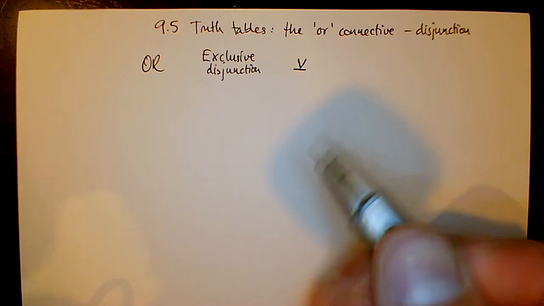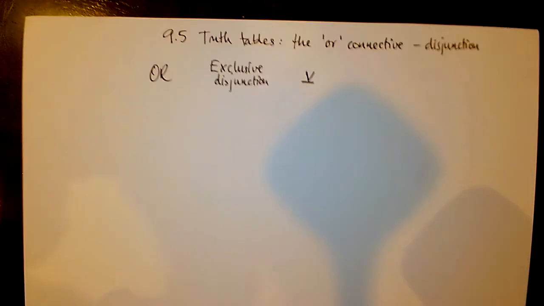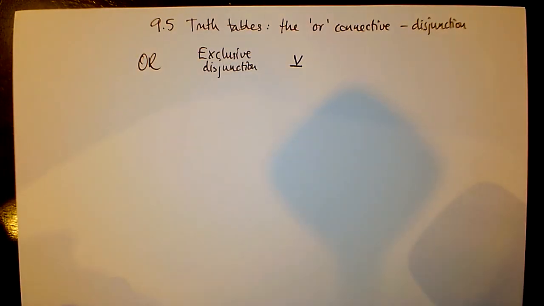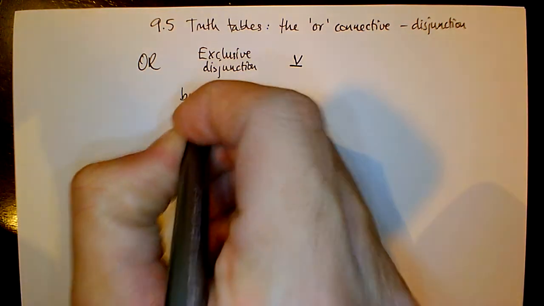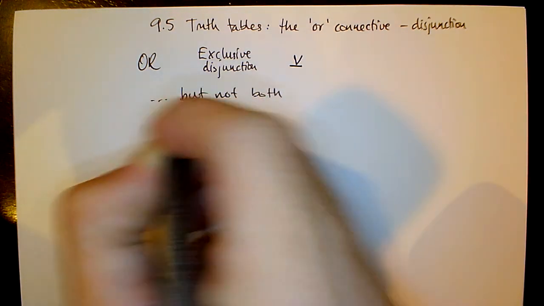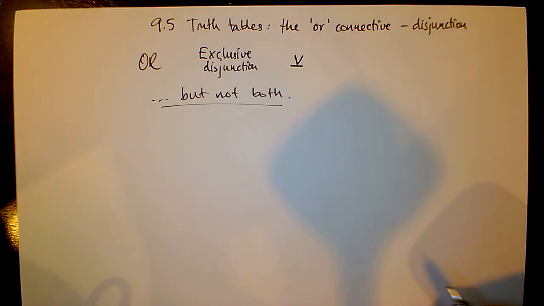So the exclusive disjunction is where we have a statement or two statements. For example, you're allowed to bring water into this room, or you're allowed to bring food into this room, but you're not allowed to bring both. So then that's an exclusive disjunction. So in IB we often say "but not both" at the end of a sentence when we're talking about exclusive disjunction.